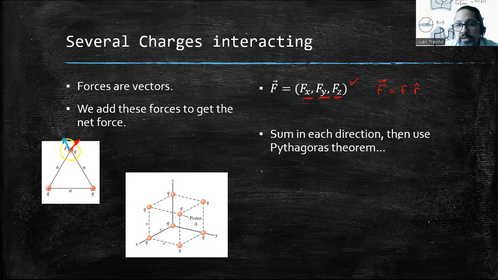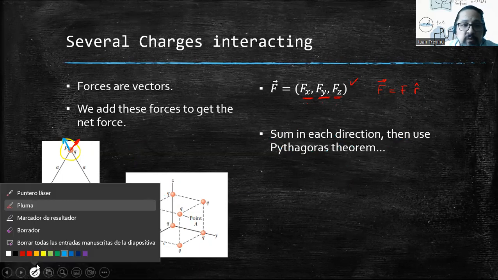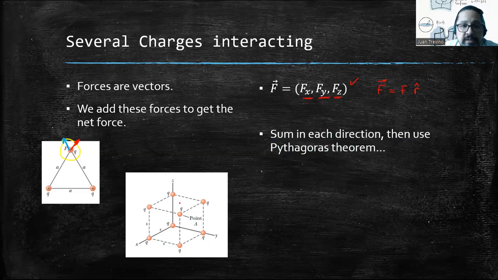After we've done that, we use Pythagoras theorem to calculate the net force, right? In 3 dimensions it is pretty much the same. If we wish to calculate the force acting on this charge at point A, we should calculate all the forces due to each one of these 1, 2, 3, 4, 5, 6, and 7 charges on the corners of the cube there. So it's pretty intensive.